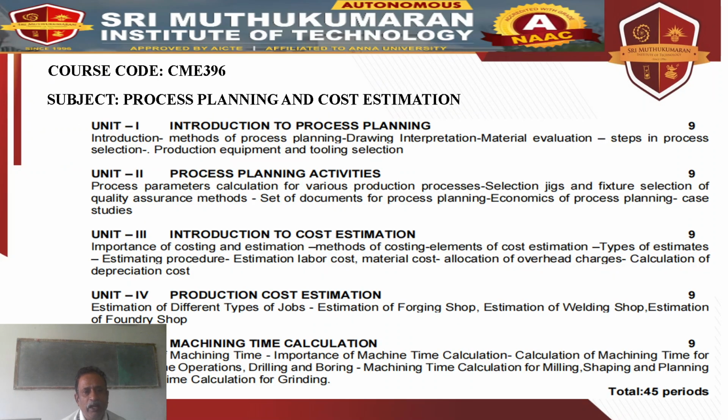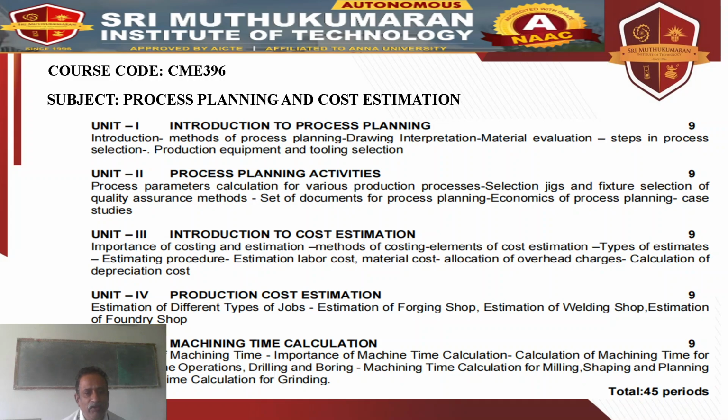Syllabus. Unit 1. Introduction to Process Planning. In this unit, we see the introduction, the methods of process planning and drawing interpretation, material evaluation, the various steps in the process selection, and production equipment selection and tooling selection. Unit 2. Process planning activities. In this unit, we are covering the process parameter calculation for various production processes and selection of jigs and fixtures required for the process and the quality assurance methods used in it, the set of documents required for the process planning, and the economics of process planning with case studies.